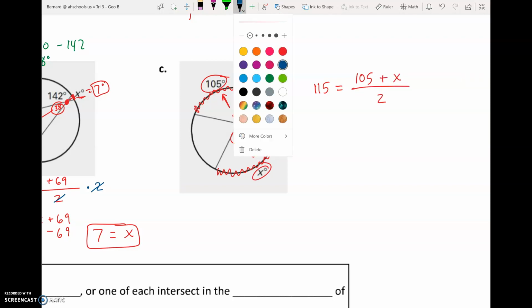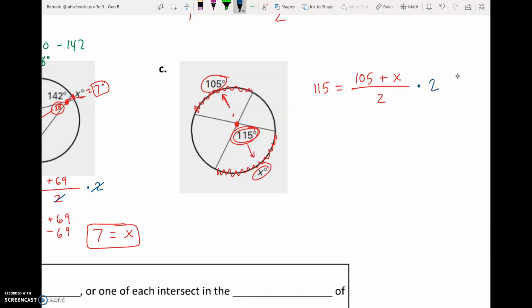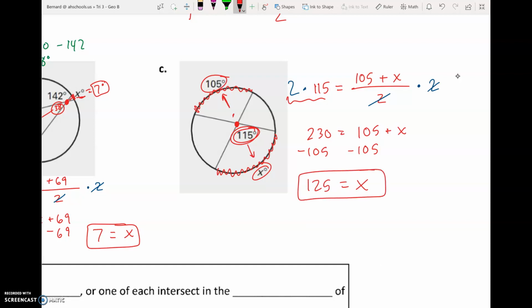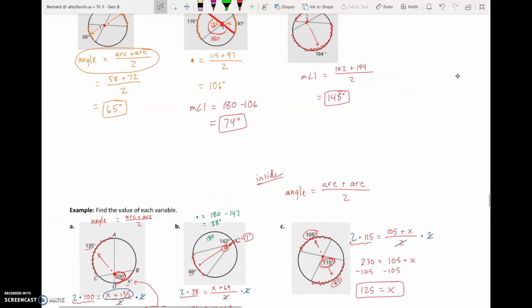And as always in this section, we'll clear the bottom of the fraction by multiplying both sides by 2. And the 2's cancel. So on the right, we just get 105 plus x. And then 115 times 2 is 230. And then we will just subtract 105 from both sides, and that will leave us with x. And in this example, x is going to equal 125. All right, so all of those problems deal with angles on the inside, and then that angle is arc plus arc divided by 2.